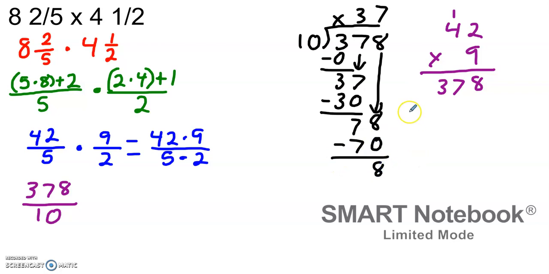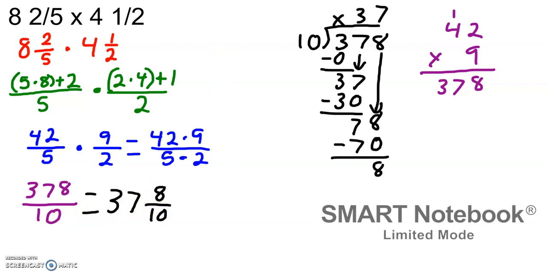Now, I'm not going into decimals or anything, because I know this is the remainder. That's going to be my numerator. So this is really my whole number, 37, with the remainder of 8 as my numerator. And my denominator here is 10, so that's 10.